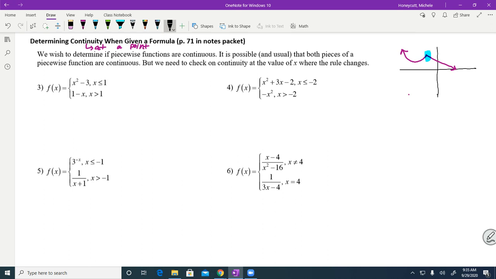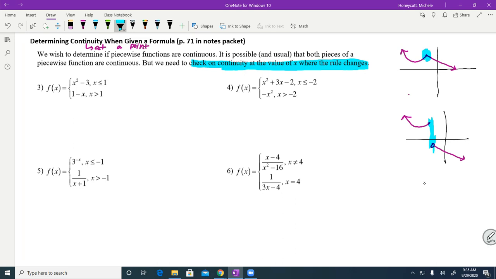Or it's also possible to have a piecewise function where the pieces do not connect. So maybe you do have a parabola again, and then maybe the line doesn't pick up until further down. So it's possible that the pieces could connect, or there could be a discontinuity right there where they join. So that's what we need to inspect here. We need to check on the continuity at the value of x where the rule changes. So we're really interested in what's happening at these points.